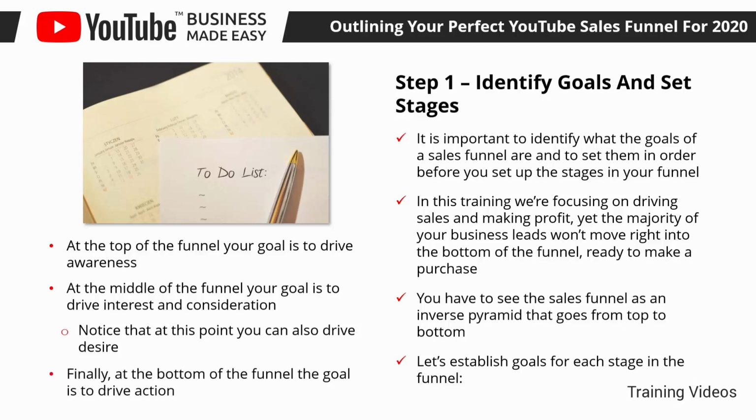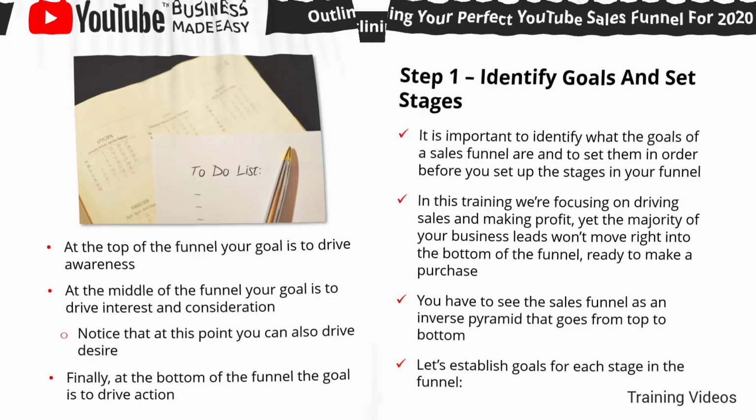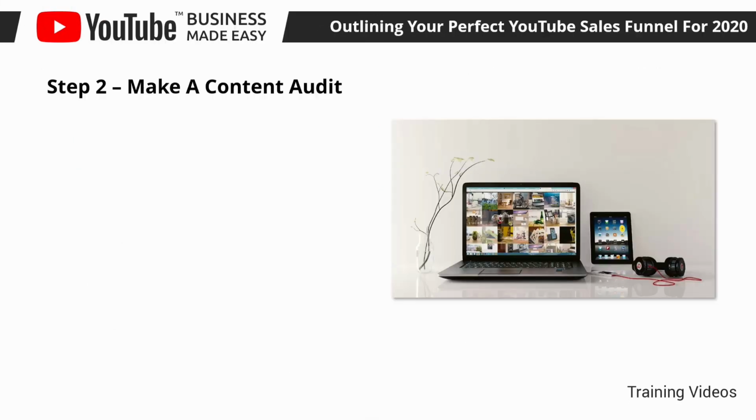Finally, at the bottom of the funnel, the goal is to drive action. This is when a lead is ready to convert by signing up for a trial or making a purchase. Step number 2. Make a content audit. The next step is to audit your channel to make a content inventory.